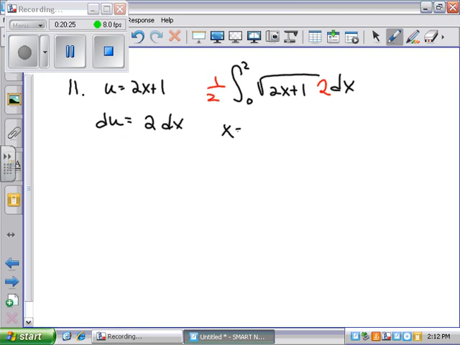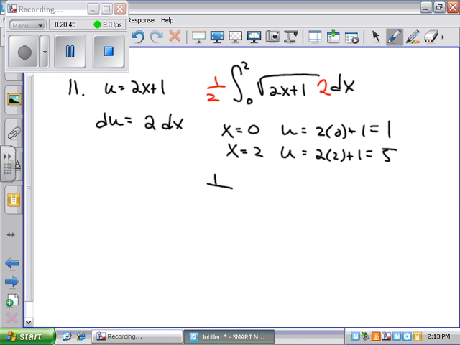So when x equals 0, u equals 2 times 0 plus 1, or 1. Then x equals 2. Normally we don't care what the limits are, because we switch it back to x's and use the limits of integration that they had, because it says x goes from 0 to 2. But if you switch everything over to u and want to just take the antiderivative and not switch it back, you have to convert the limits of integration also.